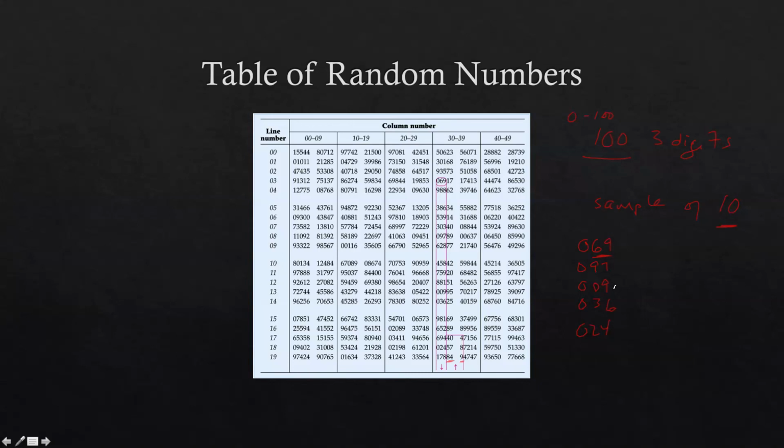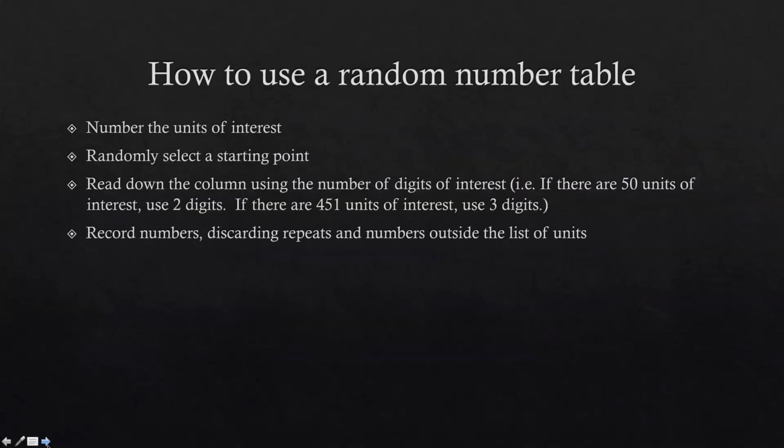You'll write it down. You'll find the 97th one. Write it down. The ninth one. Write it down, and so on. And that would be how you would come up with your random generated numbers. Okay? Discarding any repeats and numbers outside the list of units.